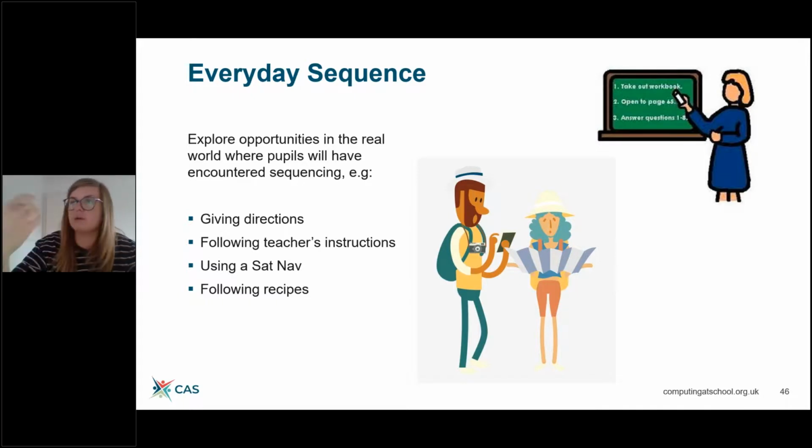So for sequence, step 1 would be a conversation with the children, literally 5 minutes or so. What does it mean by sequence? Looking at it for real life, if you're given directions, following teacher's instructions, using a sat nav, all that kind of stuff. So we just have a bit of a discussion about what sequence is. It means to be ordered. Does it need to be in a certain order? Does it matter if you give it in the wrong order? If you're given instructions, does it matter if you say turn left before you turn right? And just a bit of open discussion about that.